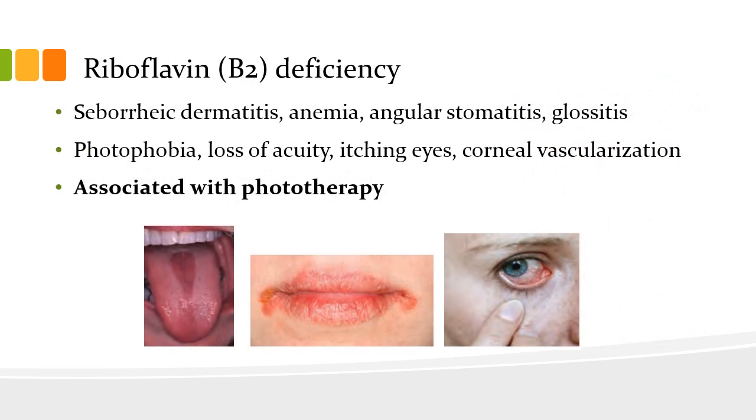Deficiency in riboflavin or vitamin B2 causes glossitis, seborrheic dermatitis, anemia, and angular stomatitis. Ocular symptoms of riboflavin deficiency include photophobia, loss of acuity, itching eyes, and corneal vascularization. Infants who need phototherapy can develop a riboflavin deficiency and start to show these ocular symptoms.